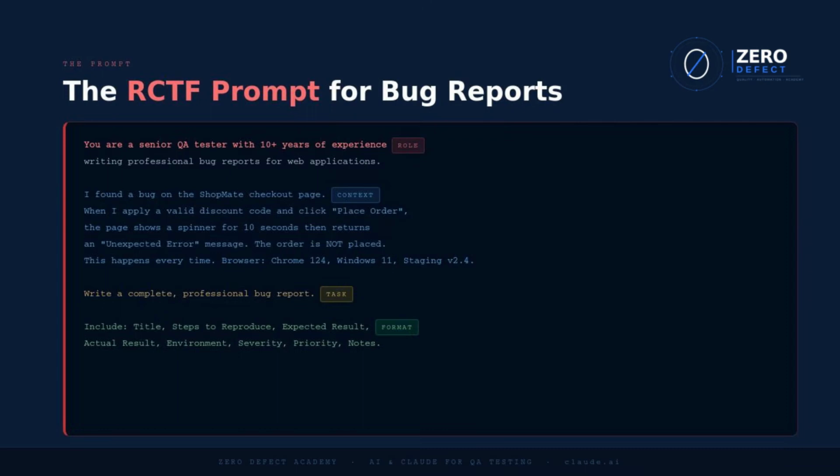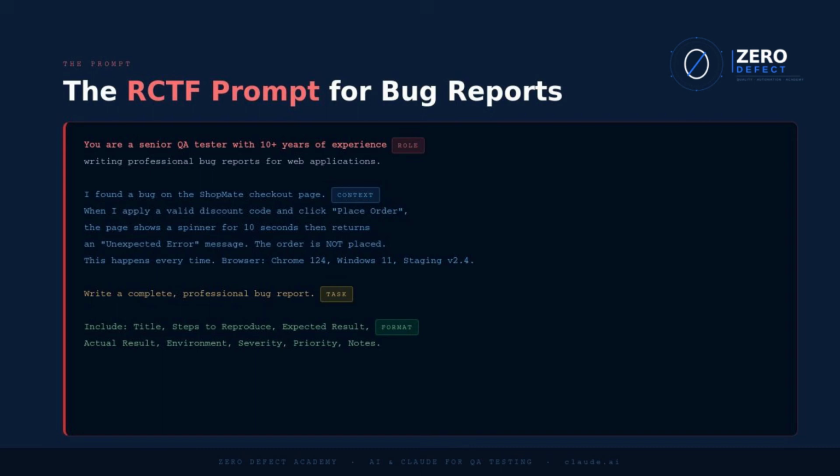Here's the prompt we're using. Role: senior QA tester who writes professional bug reports. Context: we describe the bug, what page we were on, exactly what we did, what happened, and the environment details like browser and version. Task: write a complete professional bug report. Format: we list every section we want. Title, steps to reproduce, expected result, actual result, environment, severity, priority, and notes.